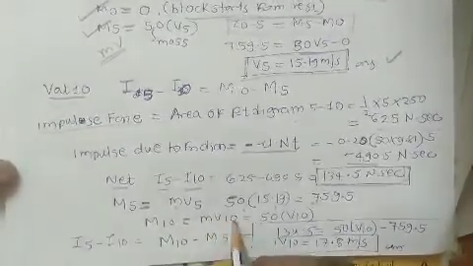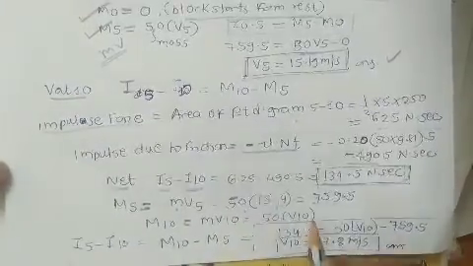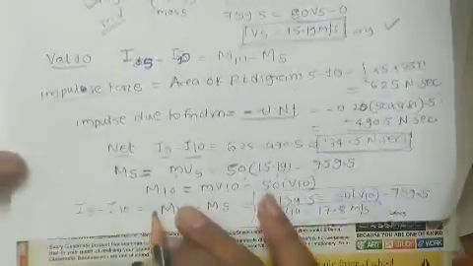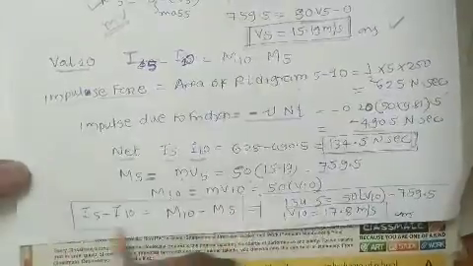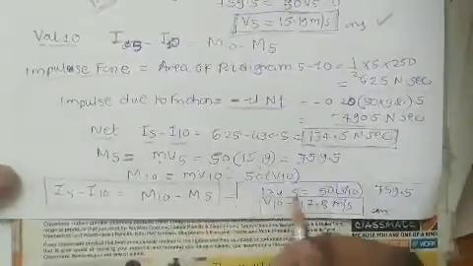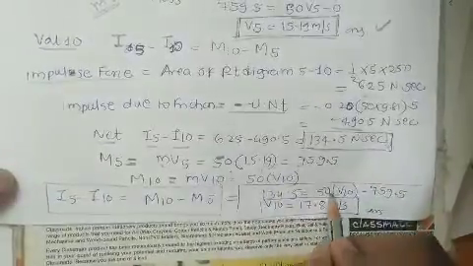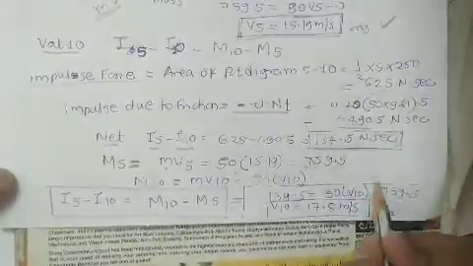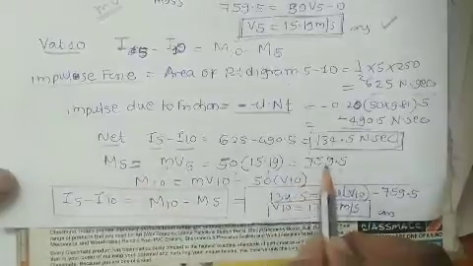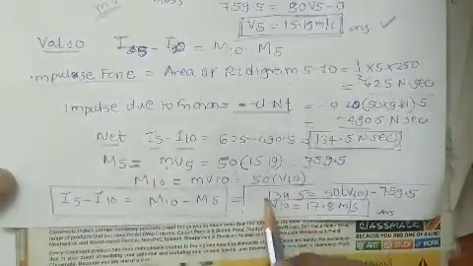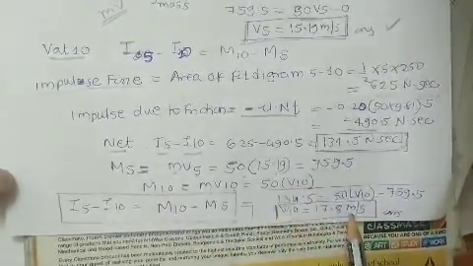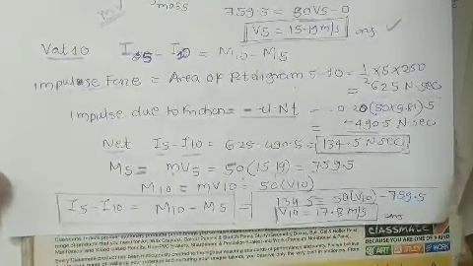Then we need to find m10. m10 is mass into velocity at 10. The mass is 50 and v10 is unknown. So we use the impulse-momentum theorem and write I from 5 to 10, which is 134.5, equal to 50 into v10 minus m5, whose value is 759.5. After solving that, we get the velocity at 10 equal to 17.8 meters per second.